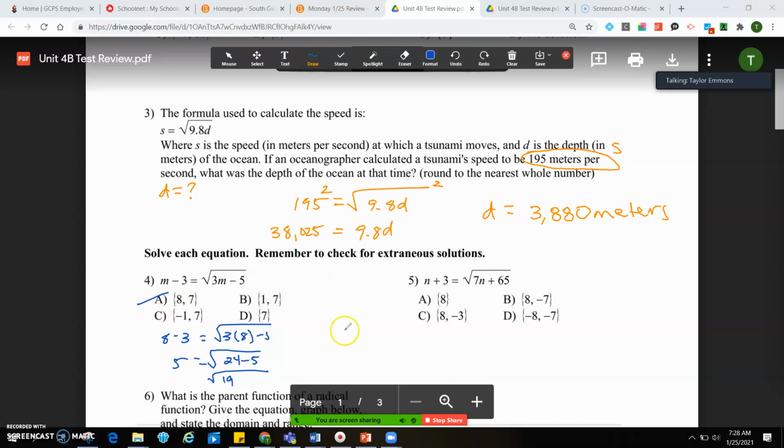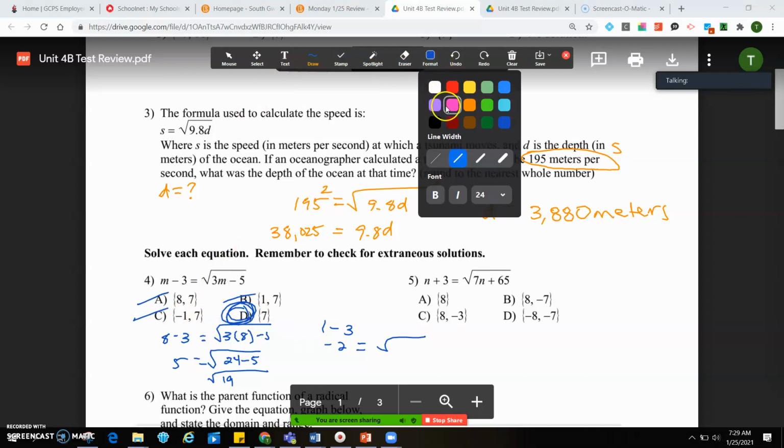Let's try B. Plug in 1. We get 1 minus 3. Well, we're never going to have a negative number. So 1 minus 3 is negative 2. We're never going to have a negative number equal a positive square root. So it's definitely not B. Okay. If we plug in negative 1 in here, we would get, again, a negative number can't equal a positive square root. So it's not C. So it has to be D.